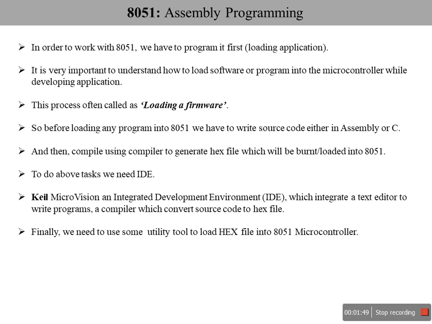Here it is 8051. To do the above tasks, we need an IDE. A well-known IDE to program 8051 is Keil MicroVision, which is an integrated development environment. The Keil IDE integrates a lot of things, including a text editor to write a program and a cross compiler which converts source code into a hex file. Once the hex file is created by the Keil IDE, we need some utility tools to load that hex file into the microcontroller, especially 8051. Now your 8051 is ready to deploy in any application.